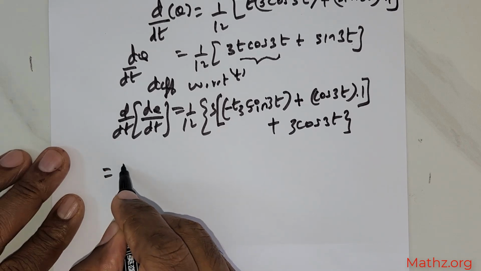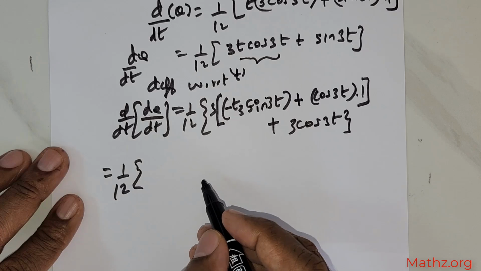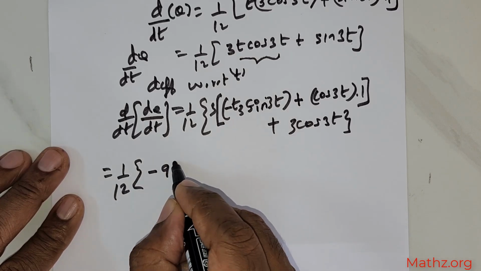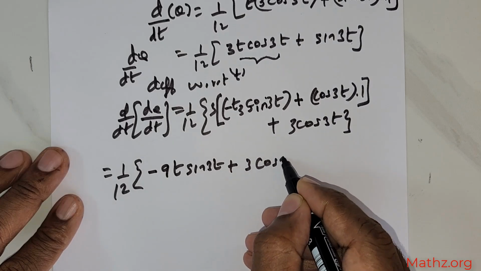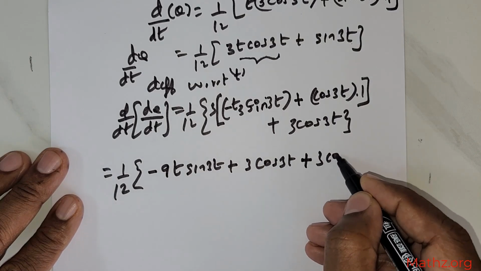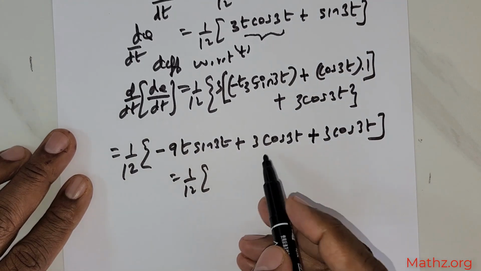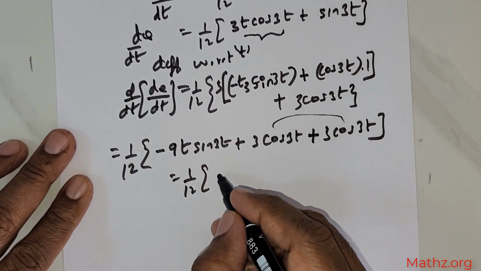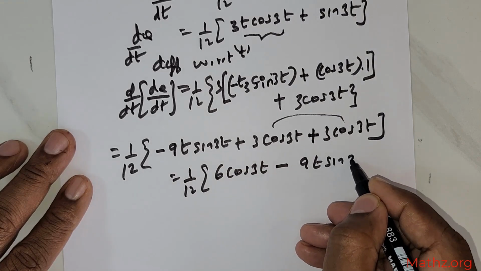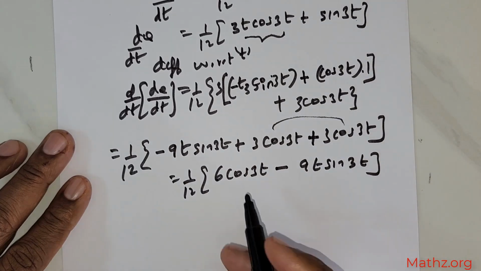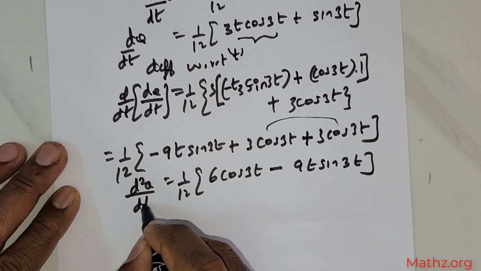This is equal to 1/12 times, now you distribute 3 inside, so it's going to be negative 9 times t times sine 3t, positive 3 times cos 3t, followed by 3 times cos 3t. So this is equal to 1/12 times, I add these two things, I would get 6 cos 3t negative 9t times sine 3t. Don't bother taking anything out, just leave it as it is. So this is my d squared theta divided by dt squared.